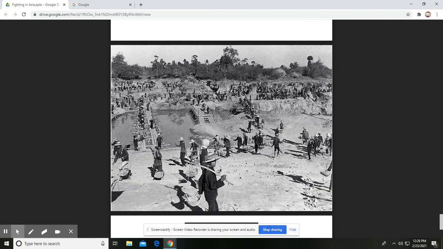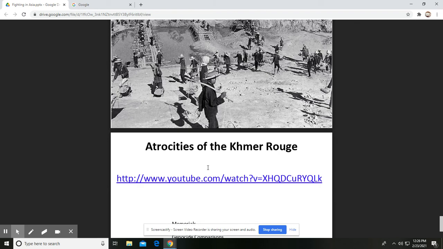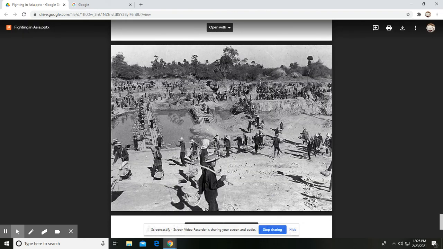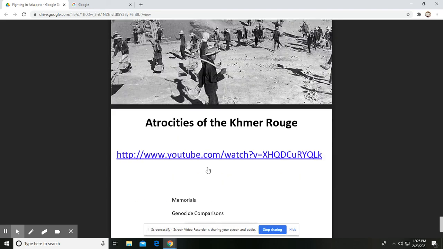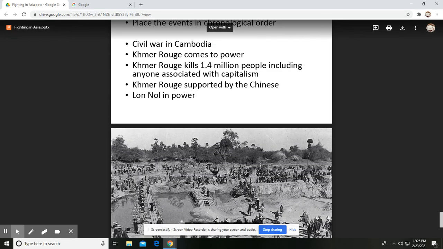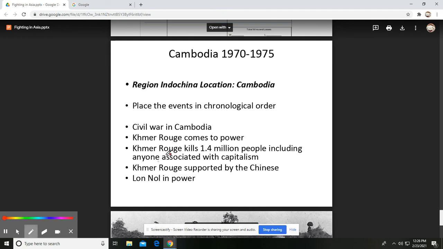Here we have the killing fields, which is usually associated with the Cambodian genocide. It's a little different from what the Nazis or the Young Turks tried to do to the Armenians during World War I. But what we do know is the order.